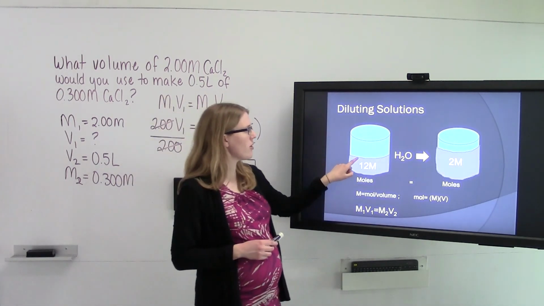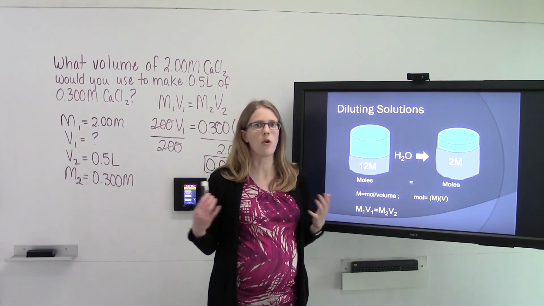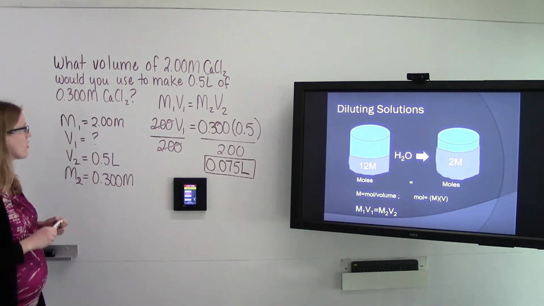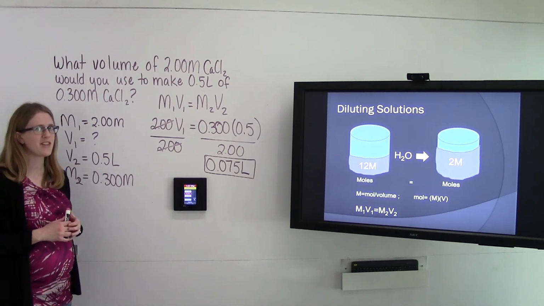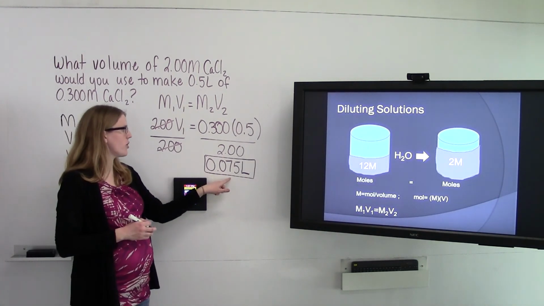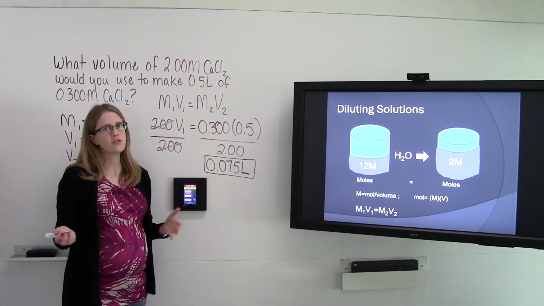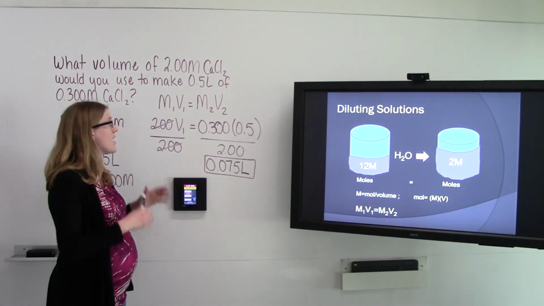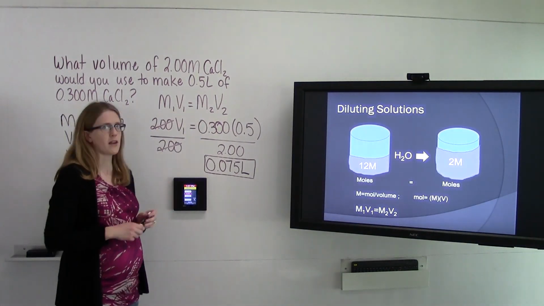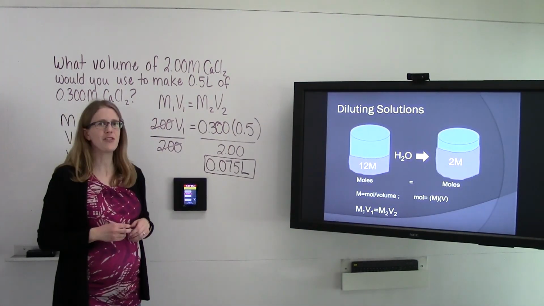But what happened to the volume? It went up. Why? We're adding water. So our second volume should always be higher than our first volume. Second volume was 0.5, first volume was 0.075. So those are two ways that you can check your answers, that you can make sure you're getting the ones matched up and the twos matched up accordingly. Okay, that's it. Now we've learned about dilutions.